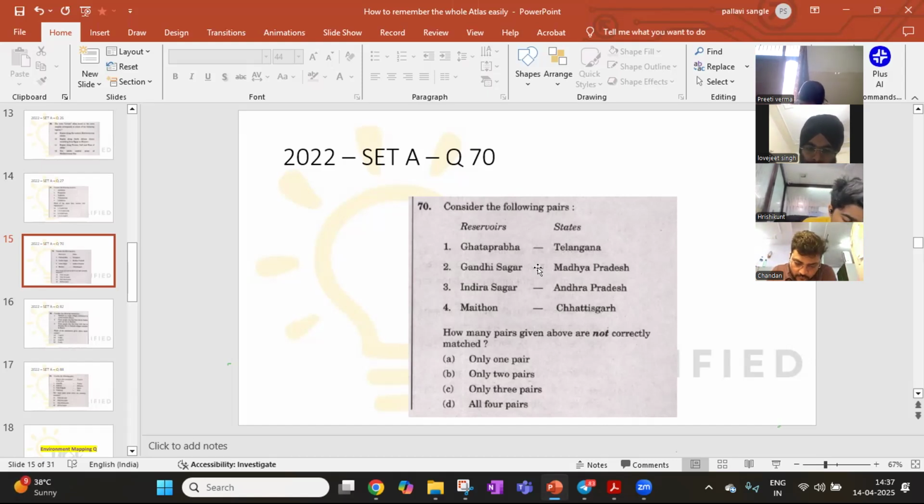Can you see Sambhar Lake? Done. Now you can see Govind Sagar. Punjab, Himachal Pradesh region. Govind Sagar. Okay?